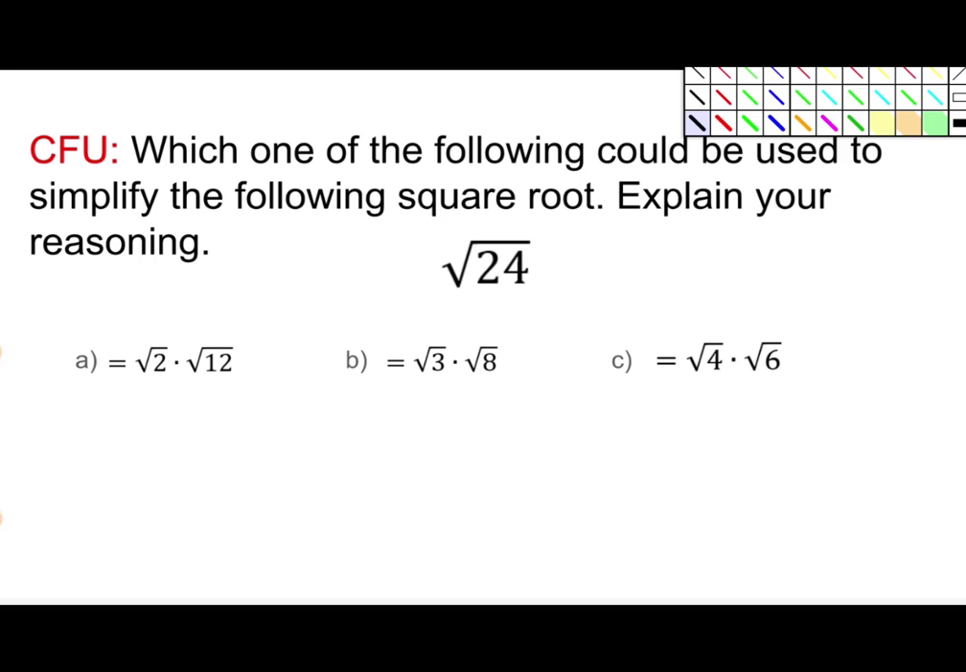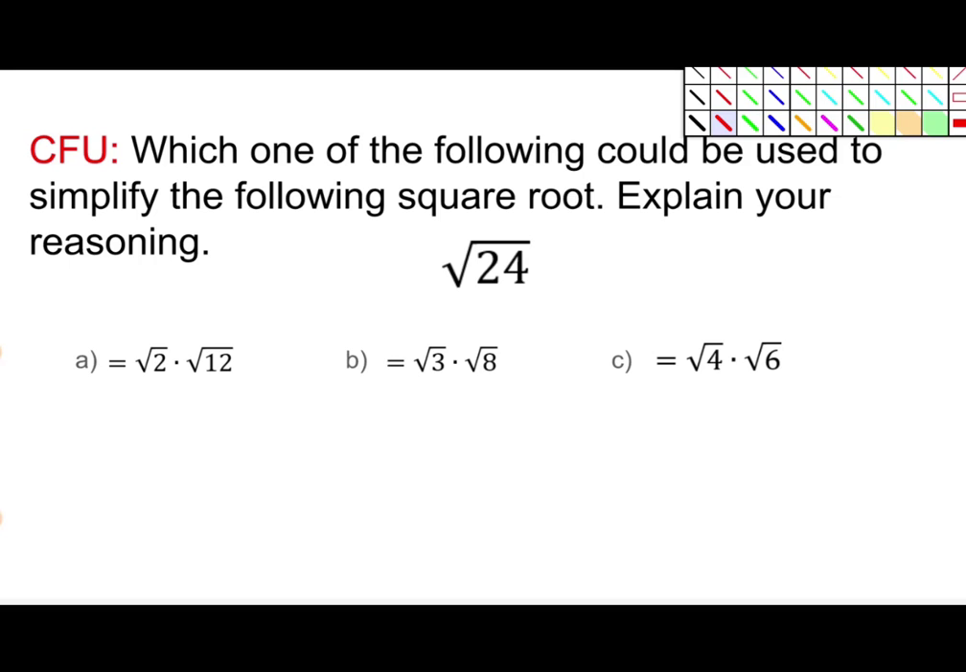Let's try the last one. So here we go. Let's see if we understand what's going on here. Which one of the following could be used to simplify the following square root? Explain your reasoning. Well, when we look at these, all of these numbers multiply to 24. 2 times 12 is 24. 3 times 8 is 24. 4 times 6 is 24. But which one of these would help us simplify it?